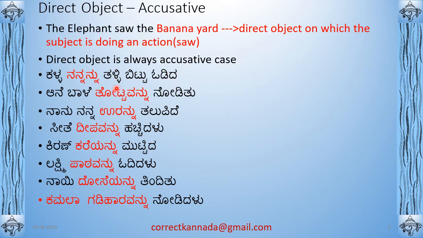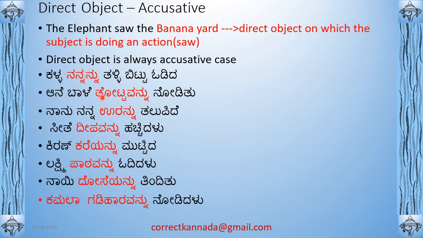Okay, let's see examples. ಕಳ್ಳ ನನ್ನನ್ನು ತಳ್ಳಿಬಿಟ್ಟು ಓಡಿದ. ಕಳ್ಳ means thief. ನನ್ನನ್ನು, me. So this ನಾನು becomes ನನ್ನನ್ನು. ನಾನು means I. ನನ್ನನ್ನು is the accusative case of ನಾನು. ನನ್ನನ್ನು ತಳ್ಳಿಬಿಟ್ಟು, pushed, ಓಡಿದ. So the thief pushed me and ran. ಓಡು is to run. So here he pushed me, so it's me. Me is nannannu in its accusative case.